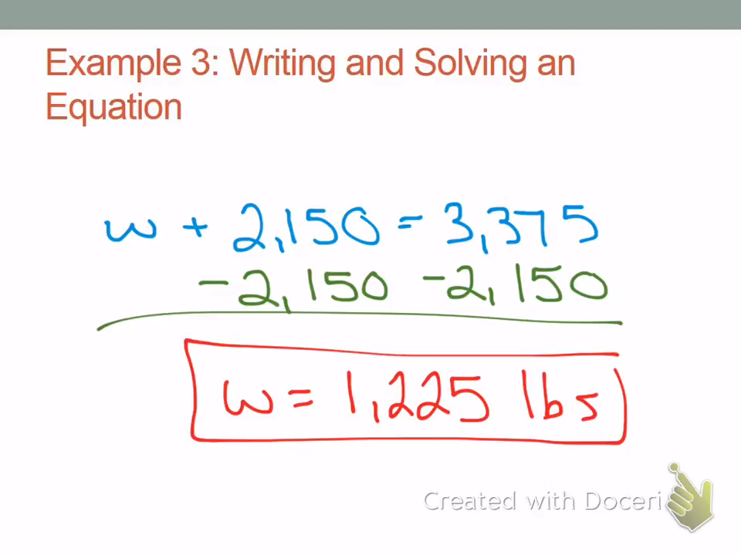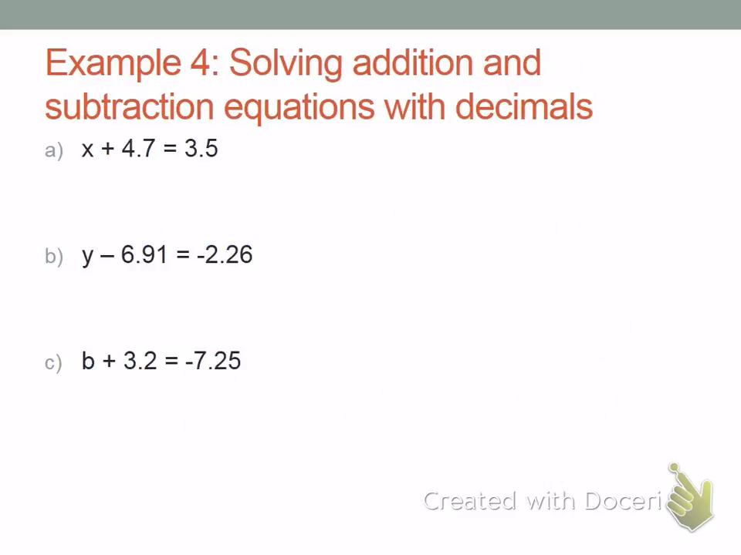All right, so writing and solving an equation. Now in example 4, we are doing the exact same thing, except now it's with decimals. Now here's where your calculator can really come in handy. You're just going to use your calculator to add and subtract, and make sure you use your rules for positive and negative numbers. You should be fine.